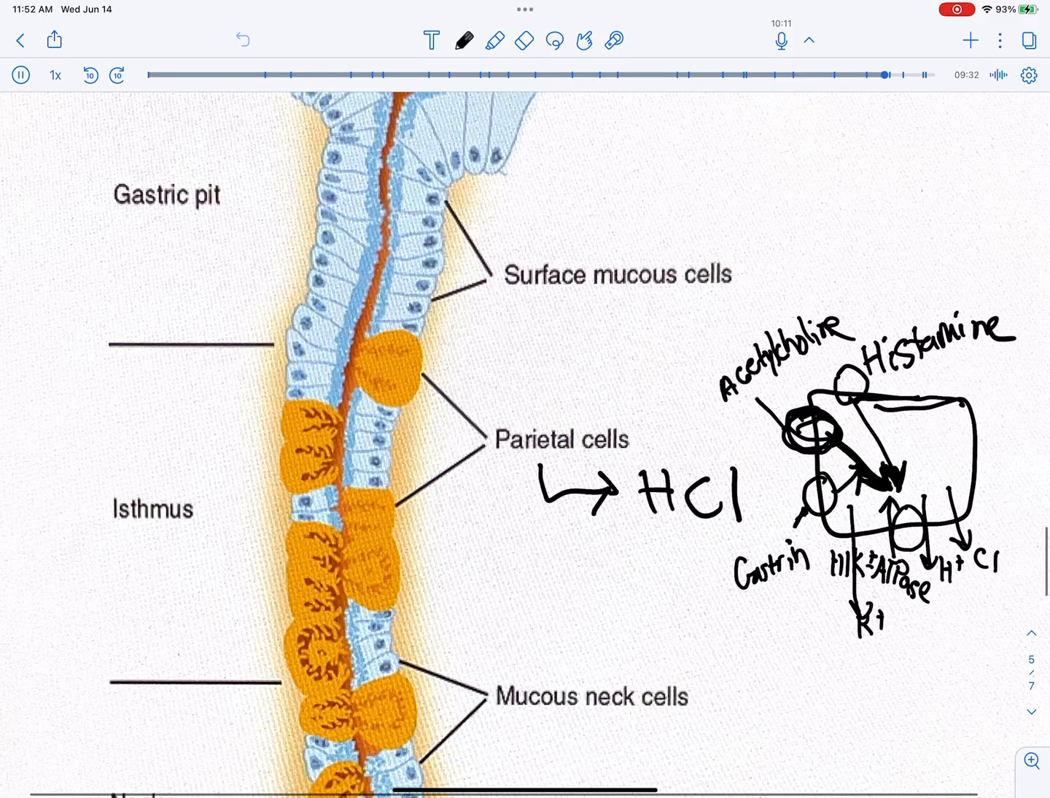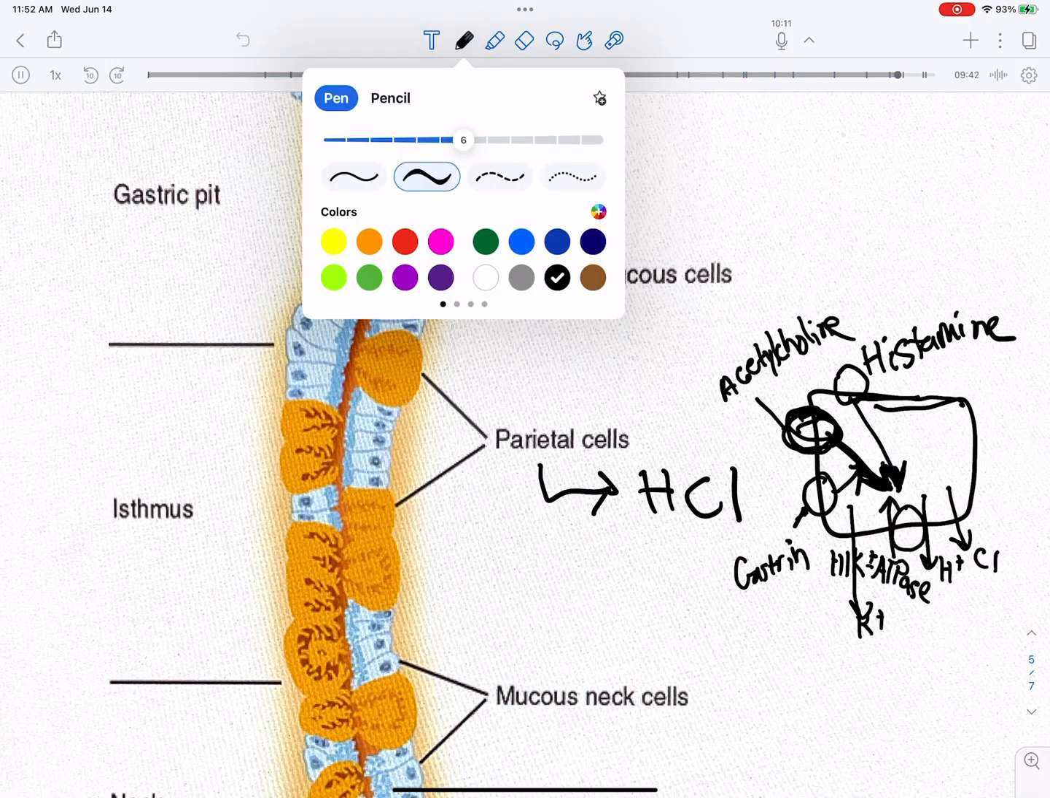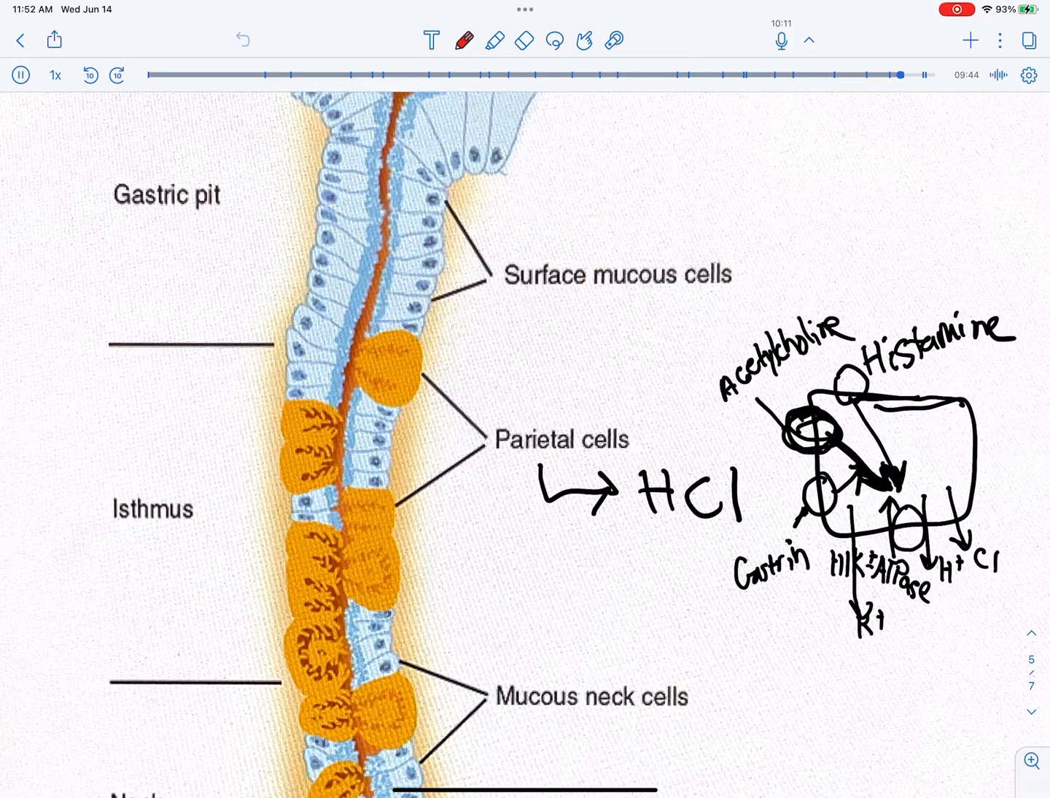Lastly, parietal cells also produce intrinsic factor. Intrinsic factor helps absorb vitamin B12 in the small intestine. Without it, you can develop pernicious anemia.